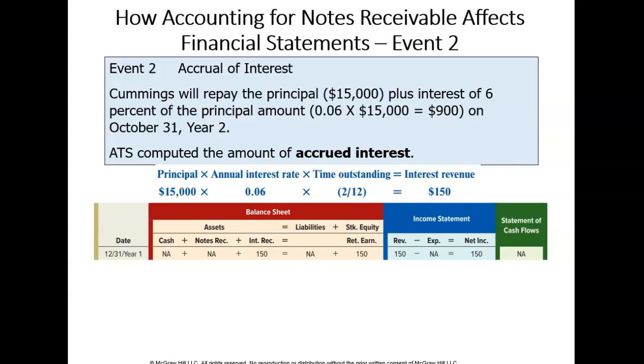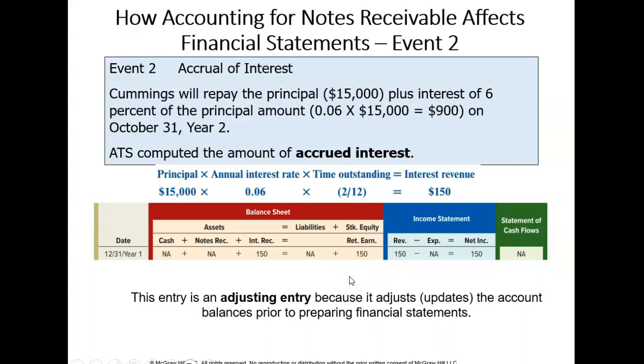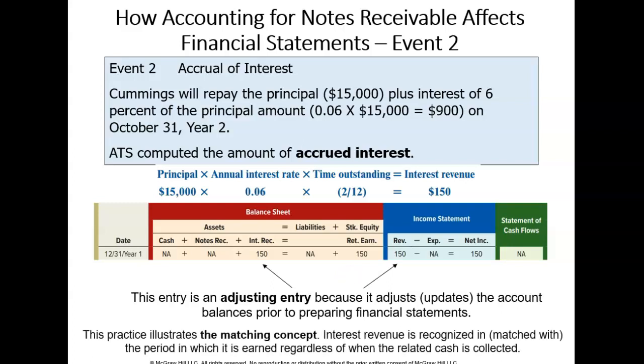We're just recording and recognizing the amount of interest earned and owed to us by the end of the accounting period. So you're going to recognize interest receivable under your assets, and interest revenue, which will increase your retained earnings. That'll also impact your income statement. This is what we call an adjusting entry. It is to update our accounting records at the end of the year before we prepare our financial statements. Okay?